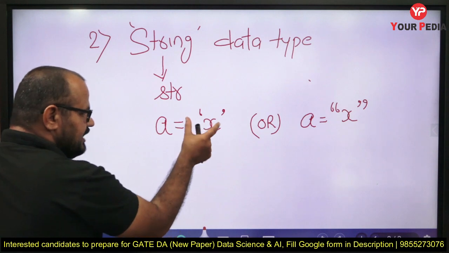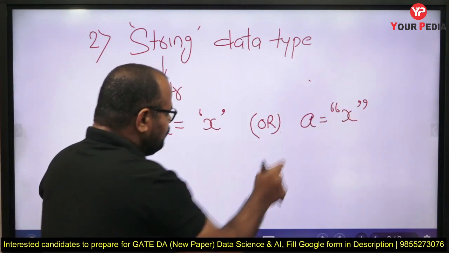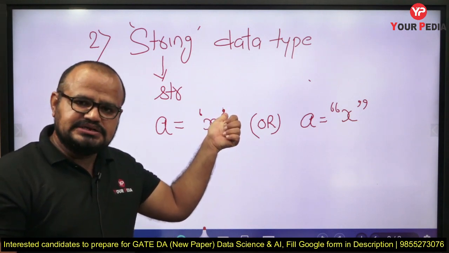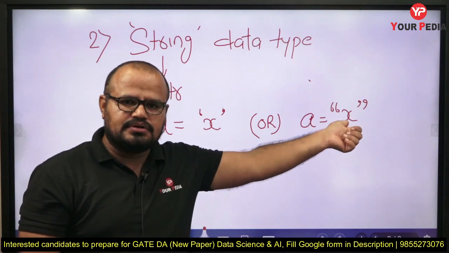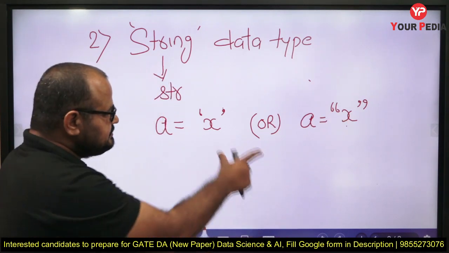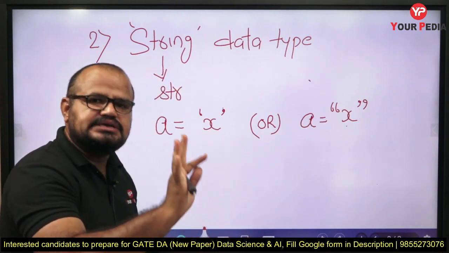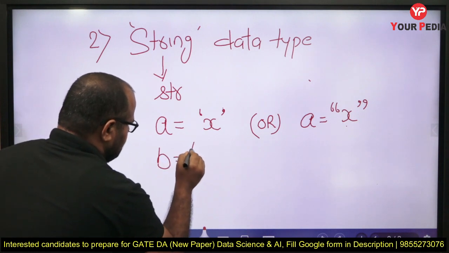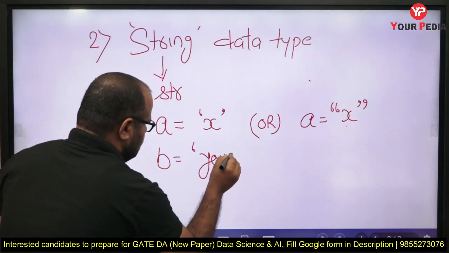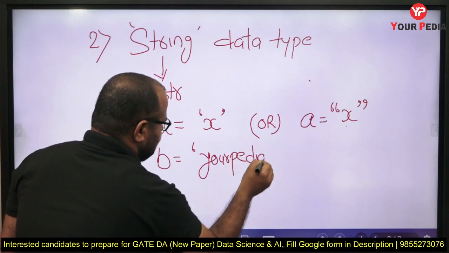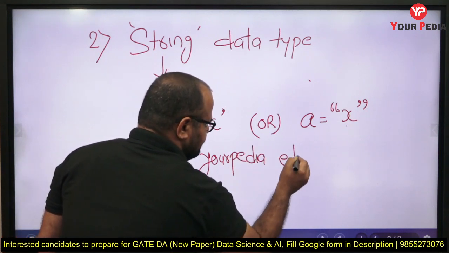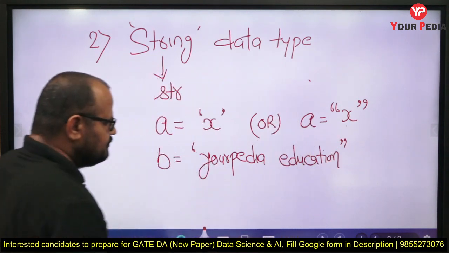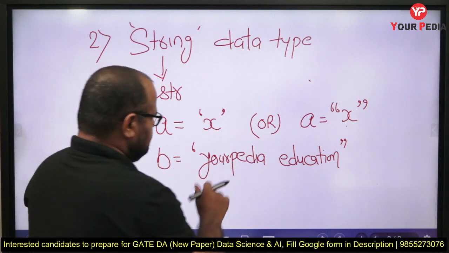Or you can denote by single quote or double quote. But the point is, if you start with single quote, you have to end with single quote. Fine my dear students. And if you start with double quote, you have to end with double quote. That is the main point. And just by seeing this quote, you can say yes, it is a type of string. Next, you can say like this: YourPedia space education. Again you can write with double quote.